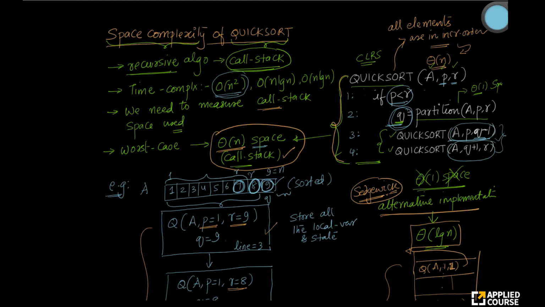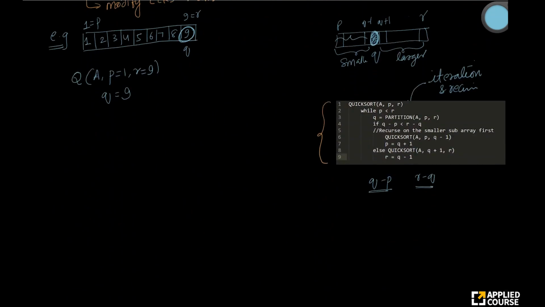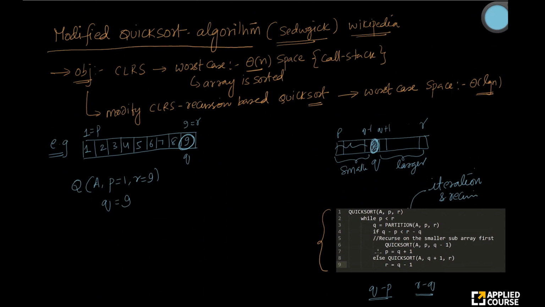While in Sedgewick's modified algorithm, what are we doing? This is the key idea. We first recurse on the smaller subarray. We don't recurse on the larger subarray. We first finish the recursion on the smaller subarray and let this loop continue. This is where the innovation is. You'll understand it better when we run it through this example.